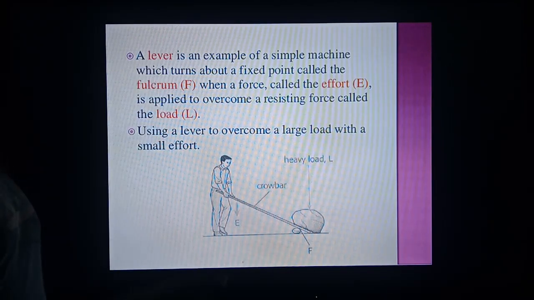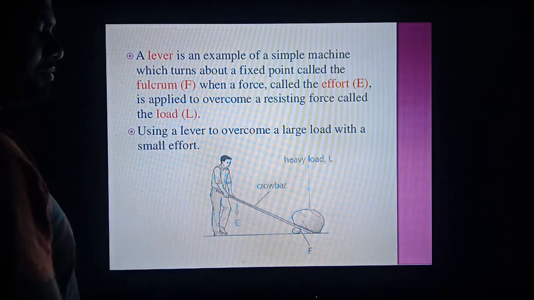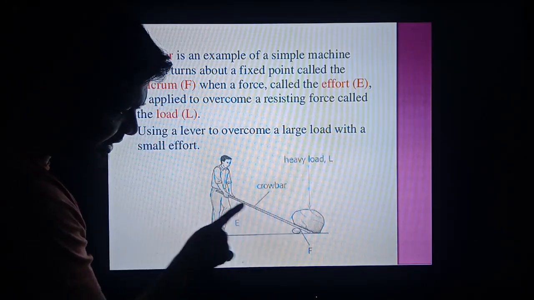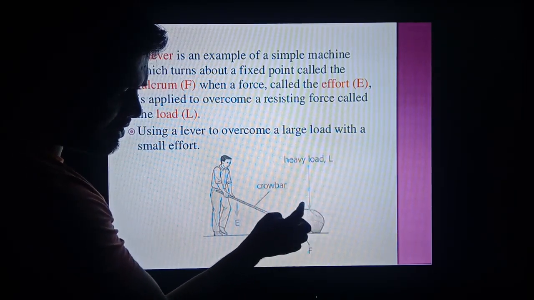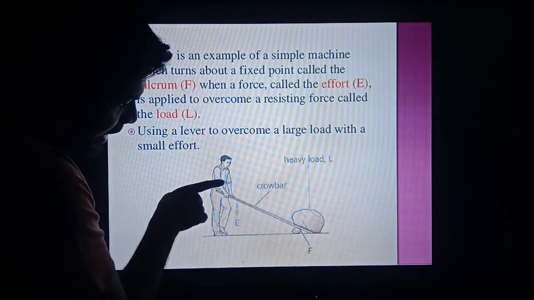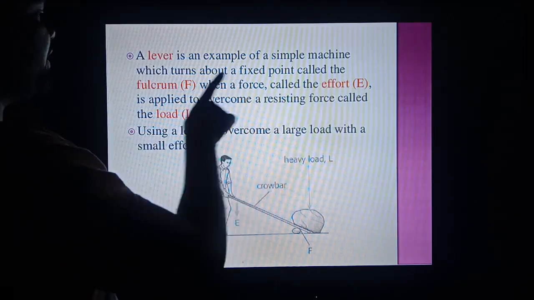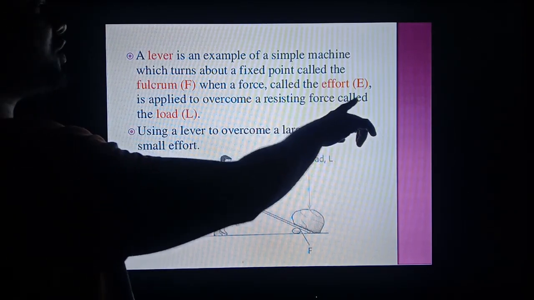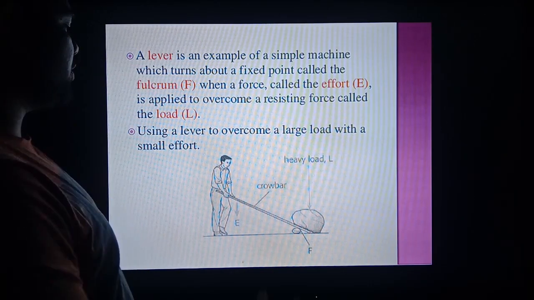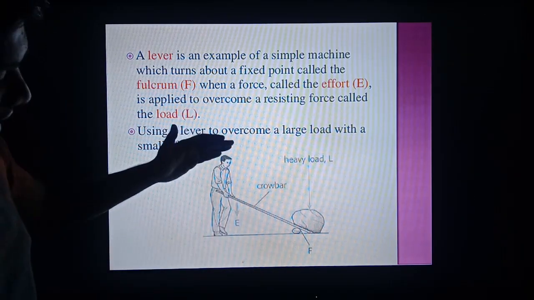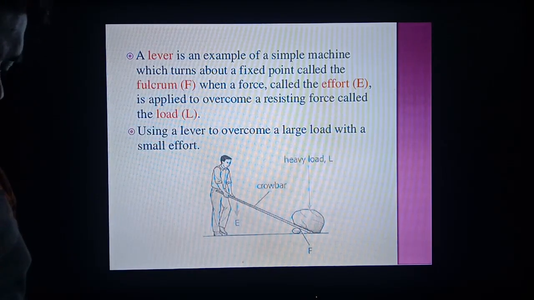A lever is an example of a simple machine which turns about a fixed point called fulcrum. This rod is known as a lever. This is called fulcrum, this is called load, and the force applied by the person is called effort. When a force called effort E is applied to overcome a resistance force called the load, using a lever to overcome a large load with a small effort means we have to apply less force to lift this heavy load. This is called lever.